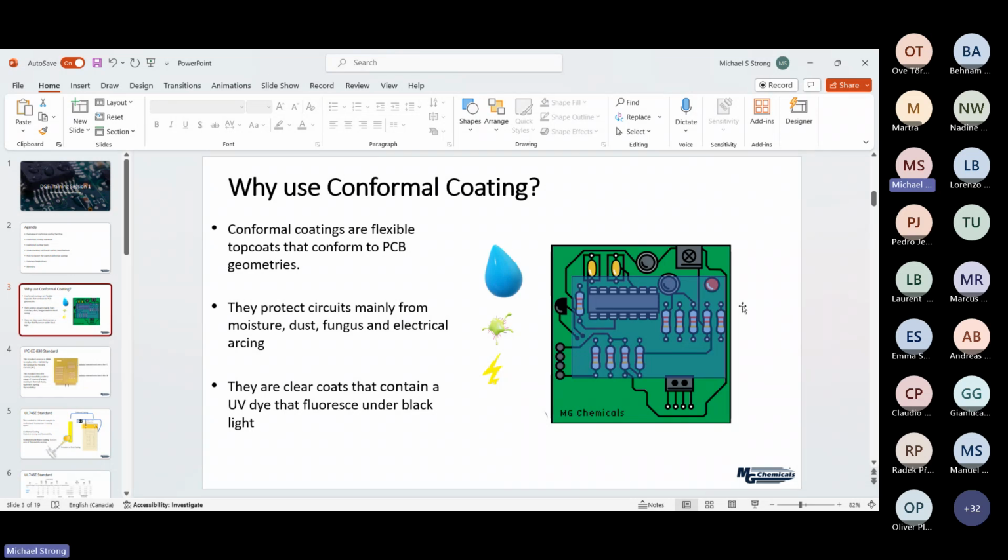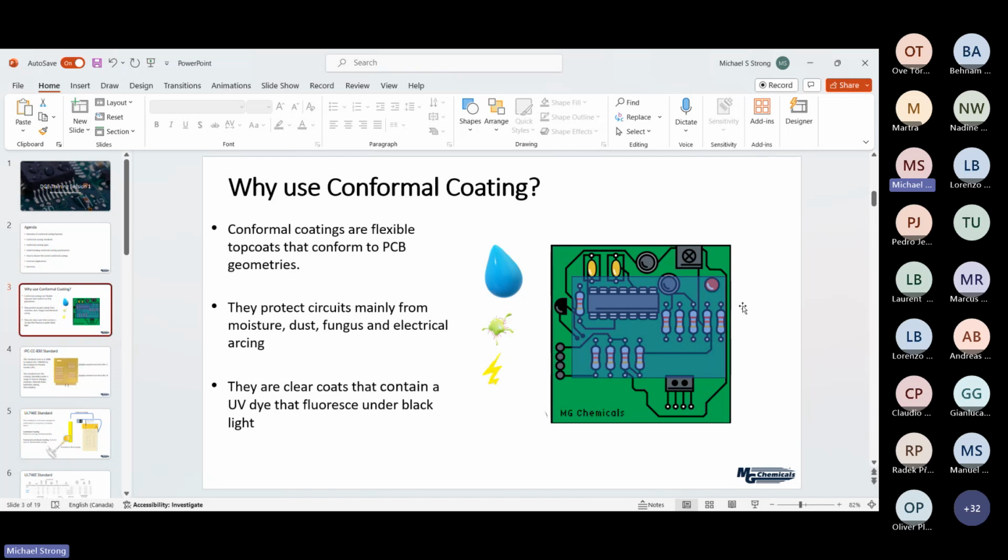Okay, so what is the basic need for conformal coating? Well, these conformal coatings are flexible top coats. They are clear. They contain a UV tracer, and that is for inspection purposes. So under a black lamp, they tend to give off this bluish hue. So you can tell where you've coated and where you haven't coated. It's also a good way to tell if you need to strip a coating off and rework it, whether you've done it completely and you've removed all the coating.